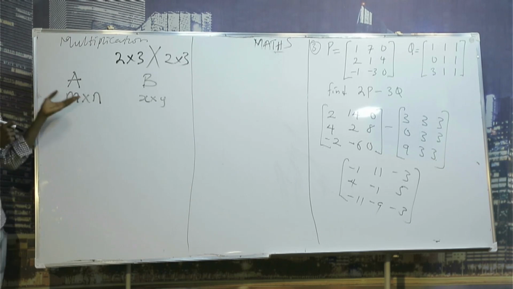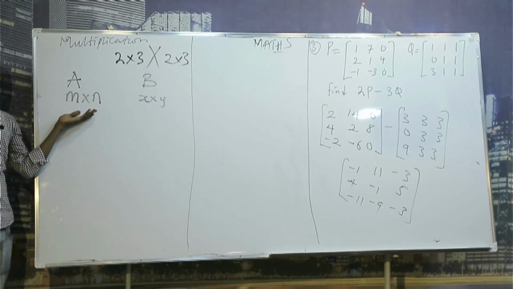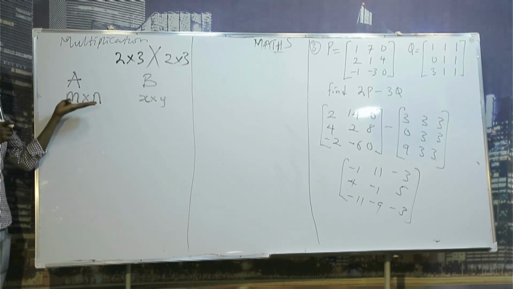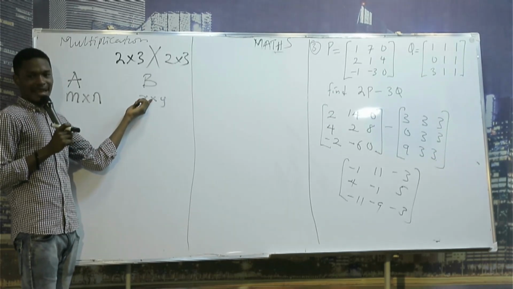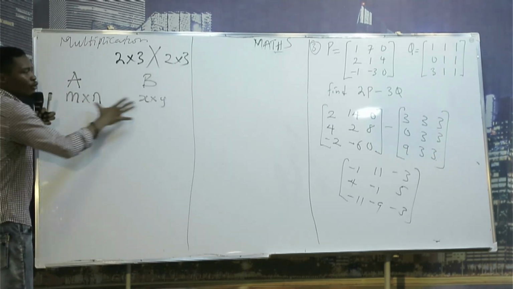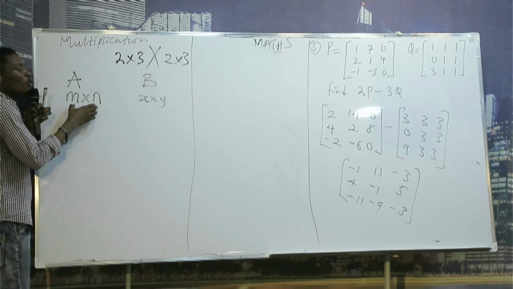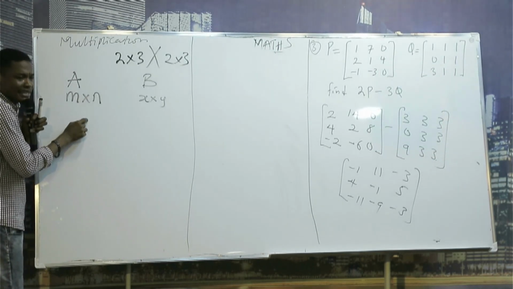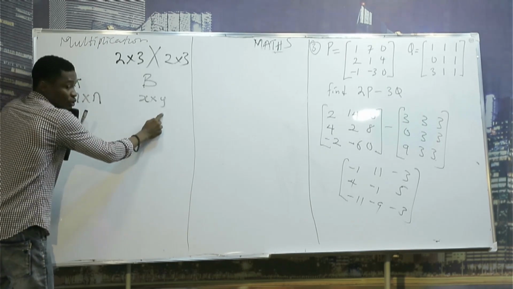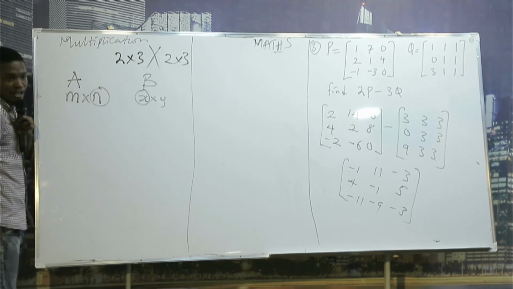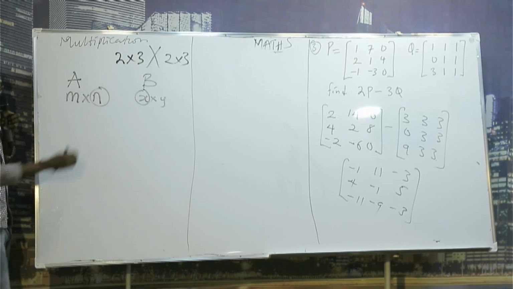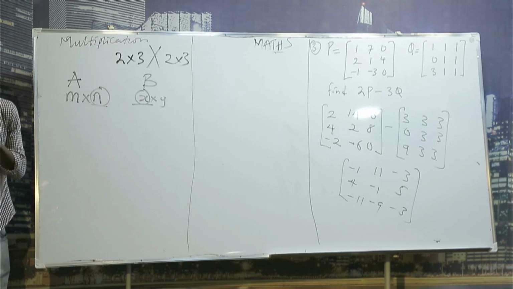Class, how many rows does the first matrix have? Is it M? How many rows does the second matrix have? X, just like that. Now, for you to multiply, make sure that the number of columns in the first matrix is equal to the number of rows in the second matrix. What does that mean? This and this should be equal. So N must be equal to what now? X, for you to be able to multiply them.